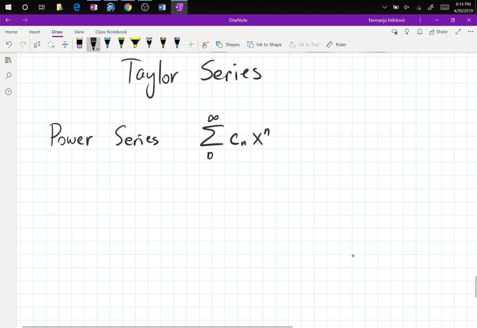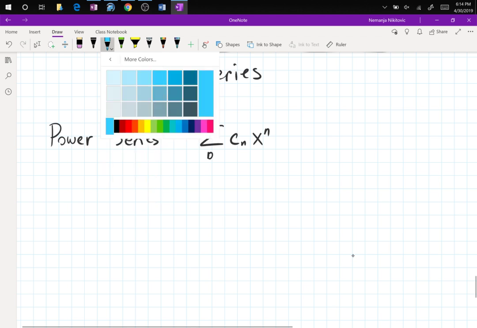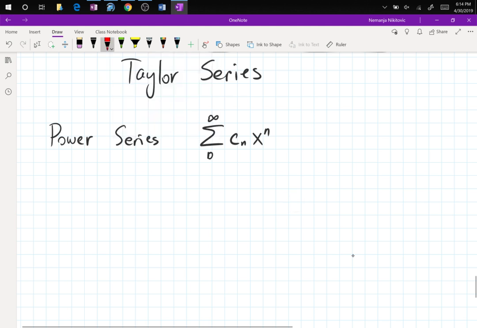Now, what is a Taylor series? So here, what happened with my colors? Oh my God. More colors. Red. There we go. So, power series as Taylor series. This is redder than usual.